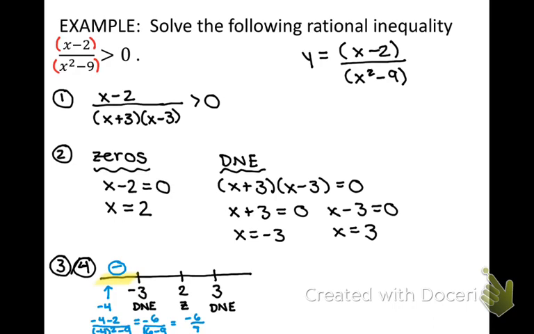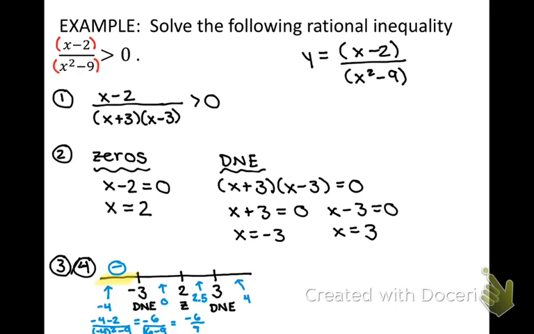Okay. I need to do the same thing for each interval here. If I'm going to plug in values, I might want to plug in 0 here. I might want to plug in 2.5. Maybe 4 in this interval. I personally tend to bounce back and forth between the two methods of either plugging in values or looking at my graph. Either is acceptable.